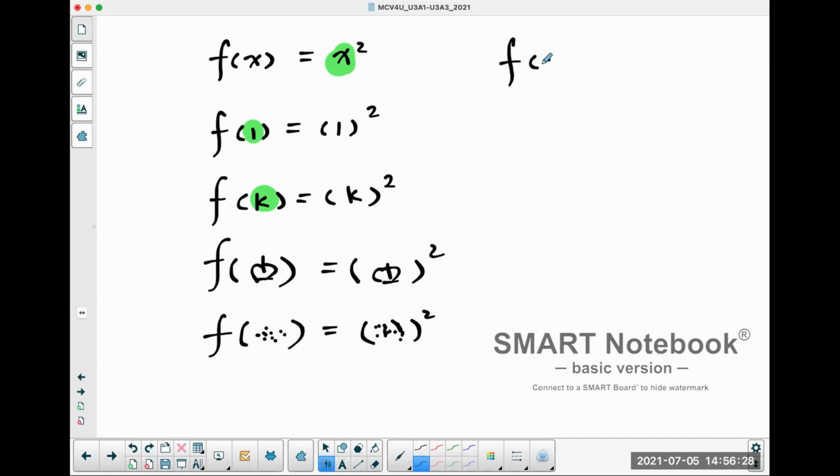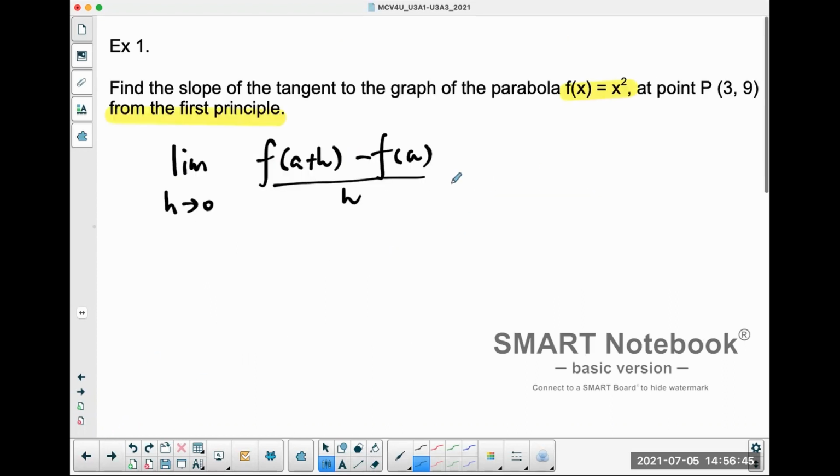So if I have f at a, then you're going to get a squared. If I have f at a plus h, you're going to get a plus h squared. Whatever x is, you replace it with what's inside the bracket. So here, I am trying to use this formula to figure out the slope of the tangent at x equals 3. So a, which is the x value, is equal to 3. f at 3, that's 9. What's f at 3 plus h?